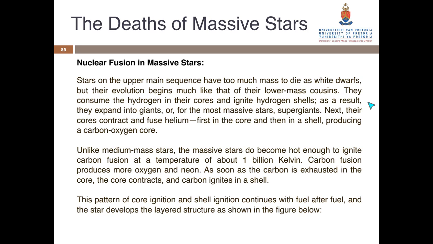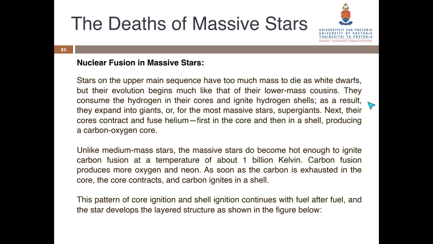But to determine it, we need to understand nuclear fusion in massive stars. Stars on the upper main sequence have too much mass to die as white dwarfs, but evolution begins much like that of their lower mass cousins. They consume the hydrogen in their cores and ignite hydrogen shells. As a result, they expand into giants, or for the most massive stars, supergiants. Next, their cores contract and fuse helium, first in the core and then in a shell, producing a carbon-oxygen core.